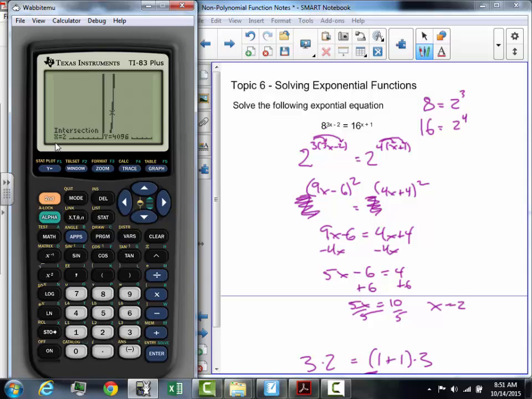Which is the important number, the x1 or the y1? Yeah, because our goal for this equation was to solve for x. So x was 2. Does that make sense?